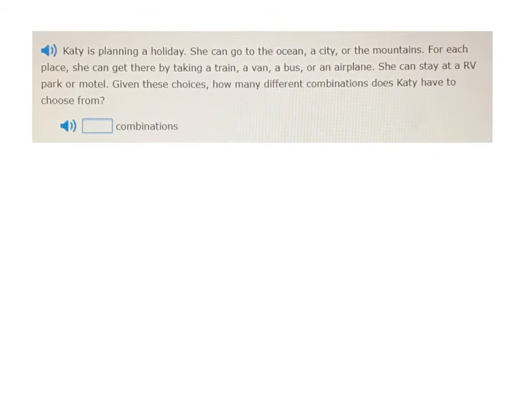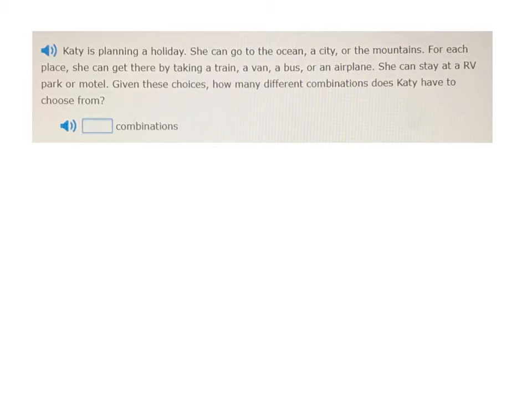This next example says, Katie is planning a holiday. She can go to the ocean, a city, or the mountains. For each place, she can get there by taking a train, a van, a bus, or an airplane. She can then stay at an RV park or a motel. Given these choices, how many different combinations does Katie have to choose from?